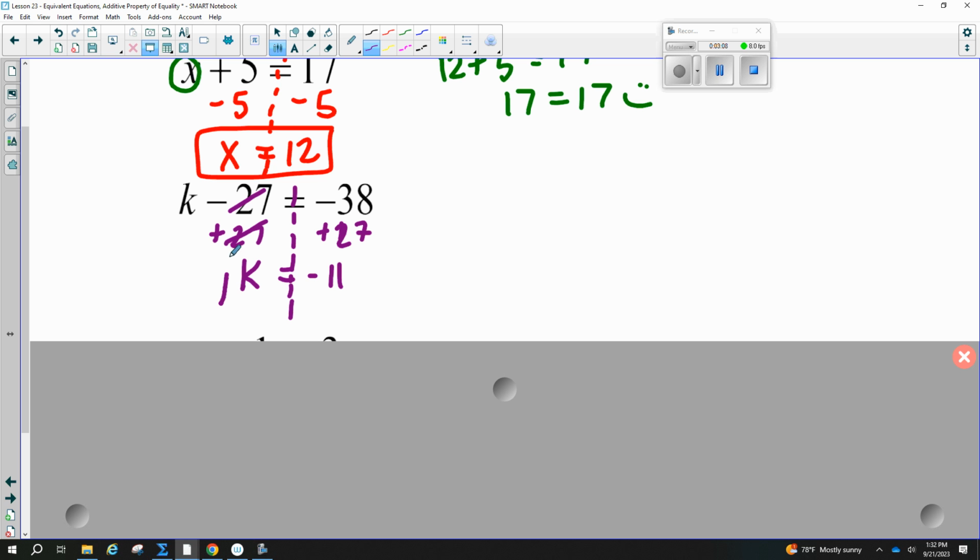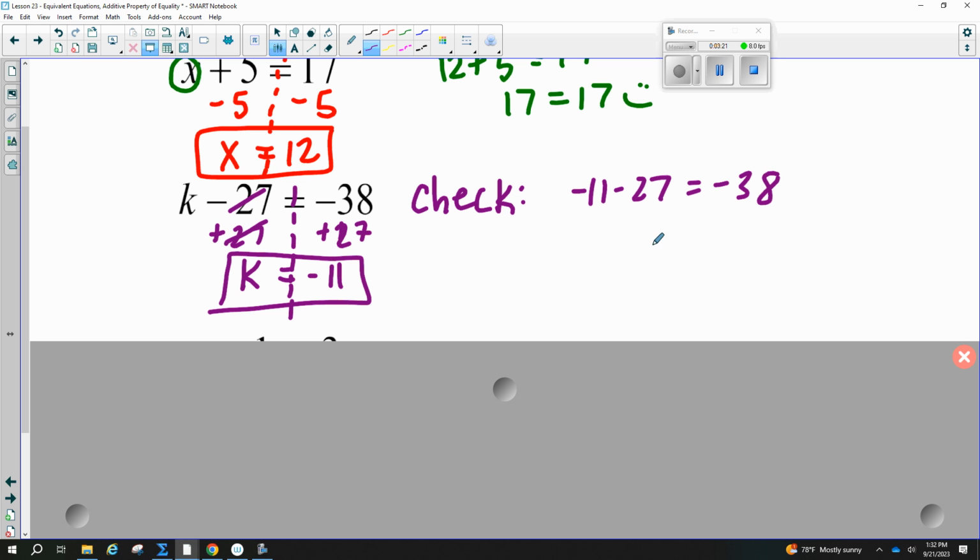And then just for today, you are going to show that you checked this. So you plug in negative 11 for k, and you rewrite the equation. And then we get negative 38 equals negative 38, which is true, so we did it right.